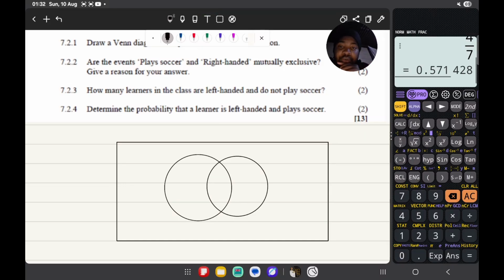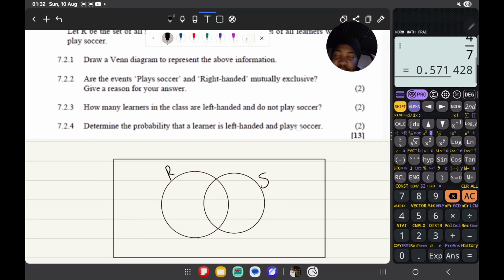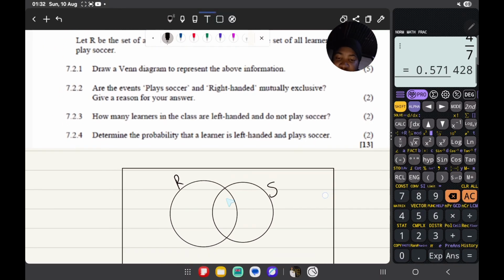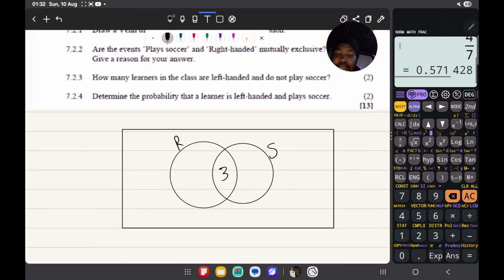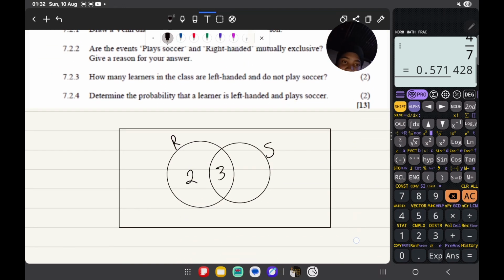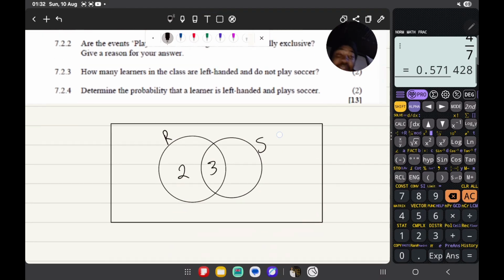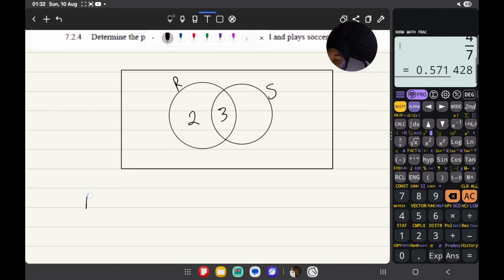Cool stuff, né? So I have right-handed, I have soccer, right? They told me that 3 play soccer and are right-handed, so I have 3 here. And then 5 learners are right-handed. That means the number here is going to be 2. Let me see how much this is. It's 5 marks for drawing. So for right-handed you would say 5 equals x plus 3, then you'll get x to be 2, because these two added together must give you 5.